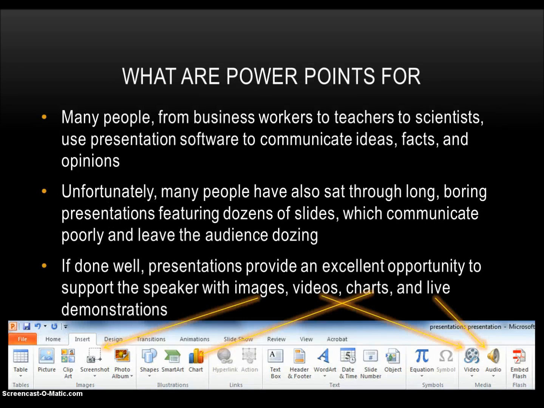What are PowerPoints for? Many people, from business workers to teachers to scientists, use presentation software to communicate ideas, facts, and opinions. Unfortunately, many people have also sat through long, boring presentations featuring dozens of slides which communicate poorly and leave the audience dozing. If done well, presentations provide an excellent opportunity to support the speaker with images, videos, charts, and live demonstrations.